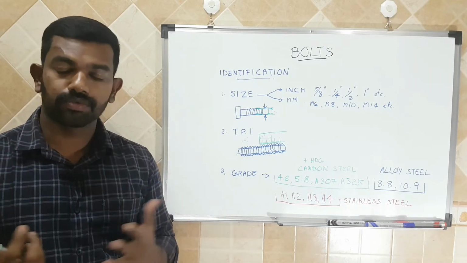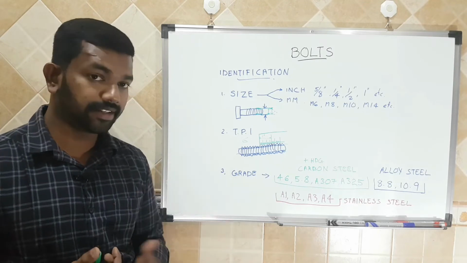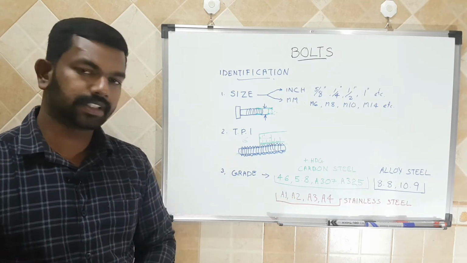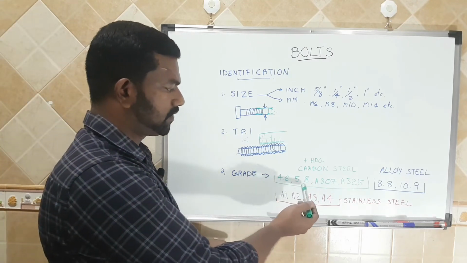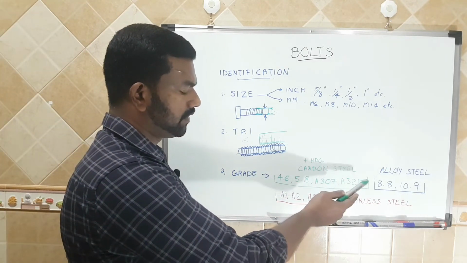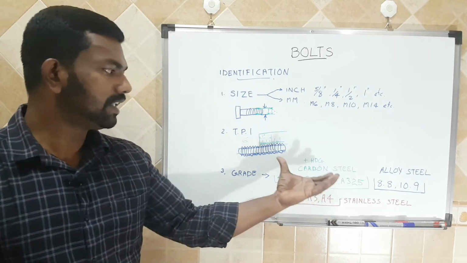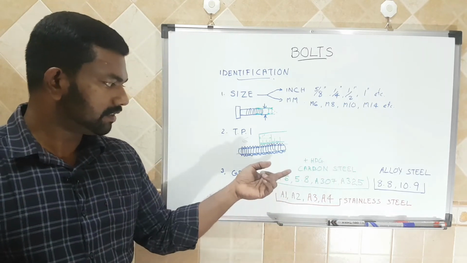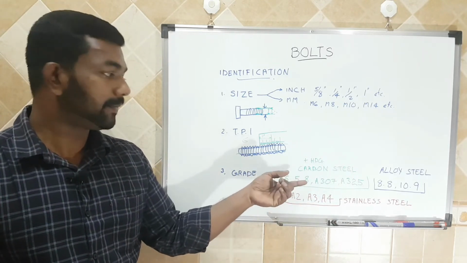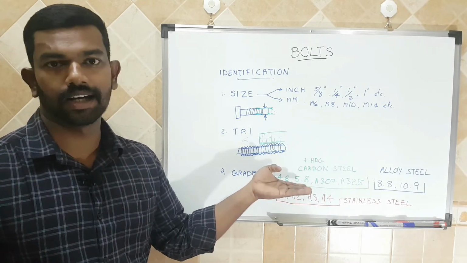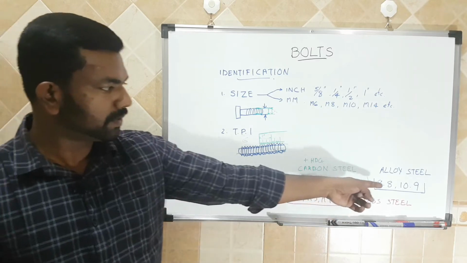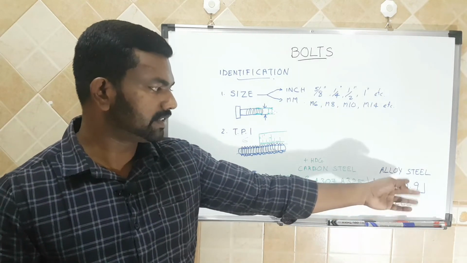Third is material grade. There are a lot of different types of grades, but we are just mentioning some common ones. For example, 4.8, 5.8, 307, 325, these are all carbon steel. These sometimes come with hot dip galvanized, HDG, or without galvanization. Also alloy steel 8.8, 10.9.